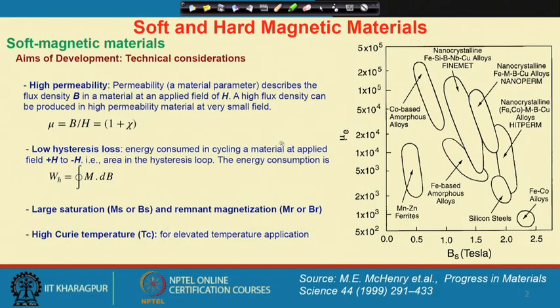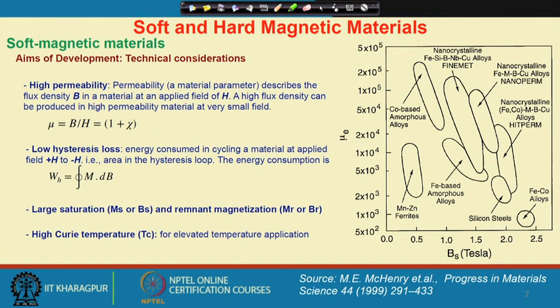In the case of soft magnetic materials, it is just the opposite. We need low coercivity, meaning the spins should be easy to align. This is a typical characteristic of a soft magnetic material, and the development goes toward making a material more and more soft. There are very important selection criteria for the development, so a couple of technical considerations are involved.